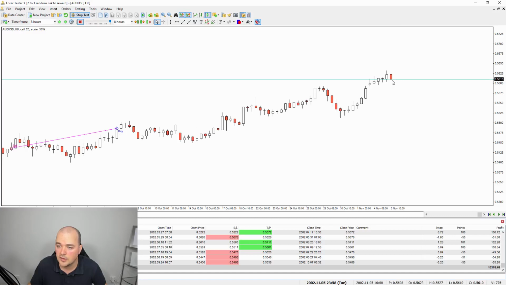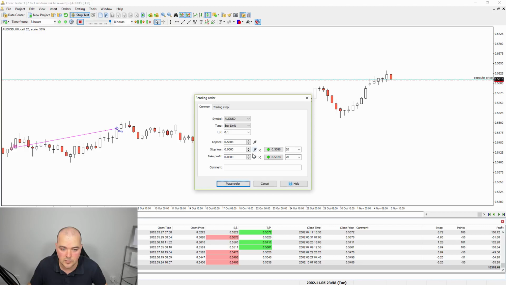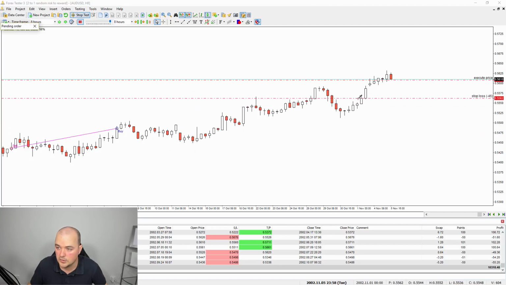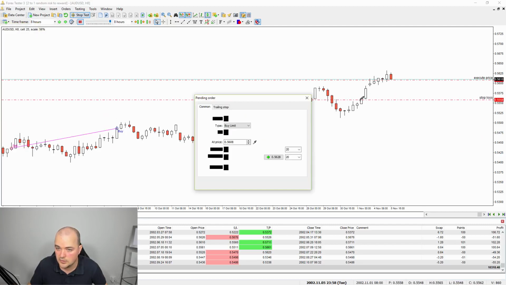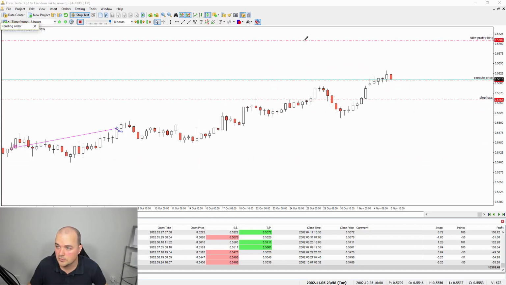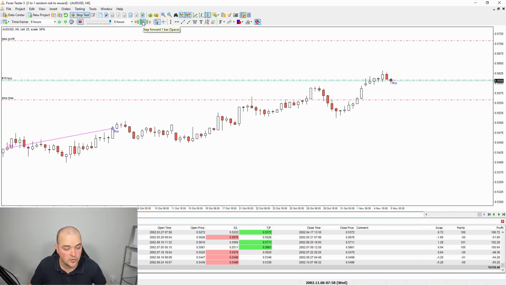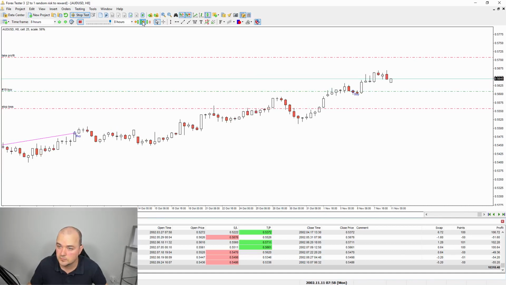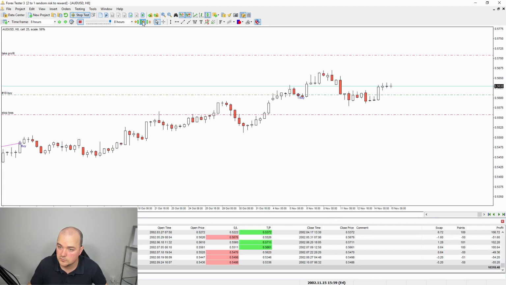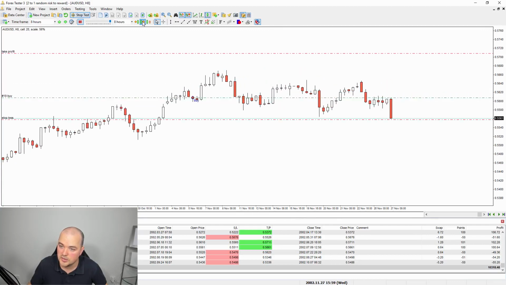So I'll place a buy limit here, a stop loss here, and a take profit here. Okay, so we're in the trade. Ooh, it was close to stopping it out then.